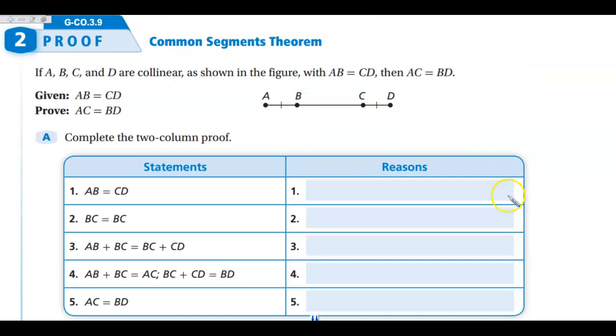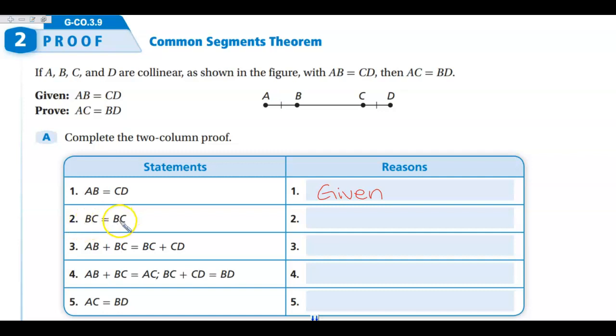Okay. Let's take a look at the common segments theorem, which was the one we said, hey, this piece here is going to be the same length as this piece here, right? That is what we're trying to prove. So again, when you're trying to prove a theorem, you can't actually use it, all right? But we're going to start with AB is equal to CD. All right, that is given information. We know that that is true.